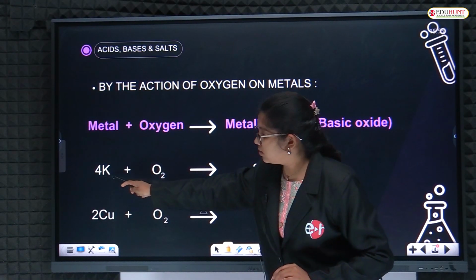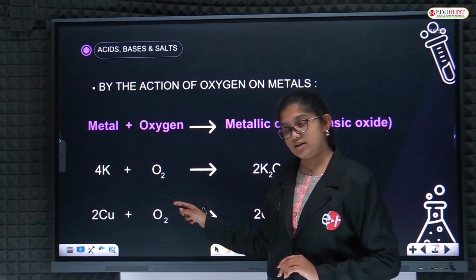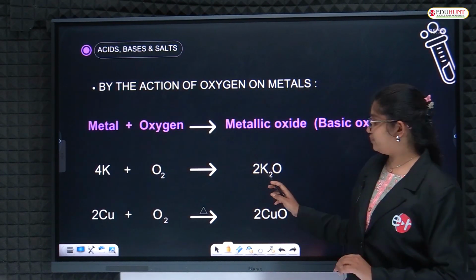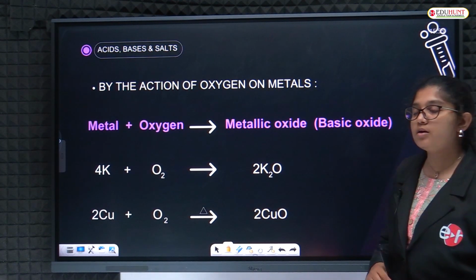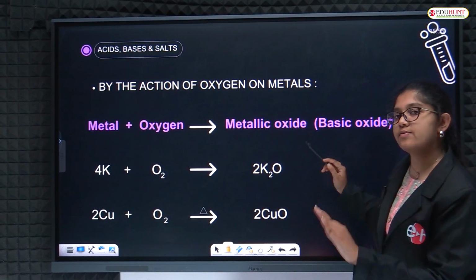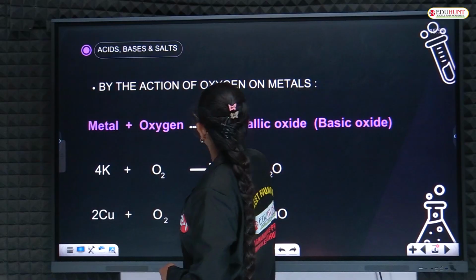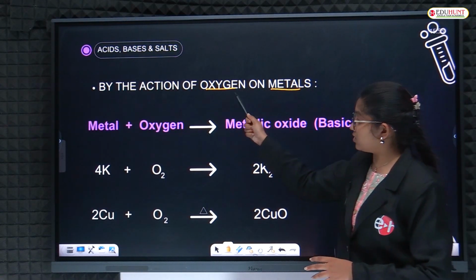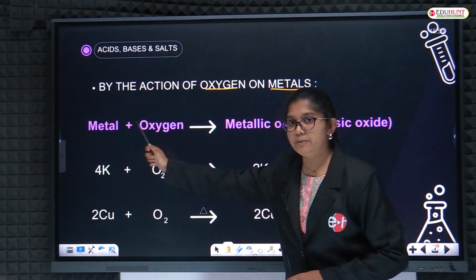So 4K plus O2. What is O2? Oxygen. This gives rise to K2O. First we have a simple equation, and by that you can derive the names. By the action of oxygen on metals, we add oxygen to the particular metal. So metal plus oxygen.